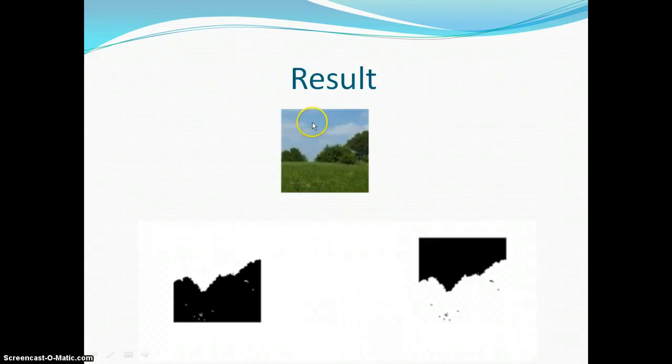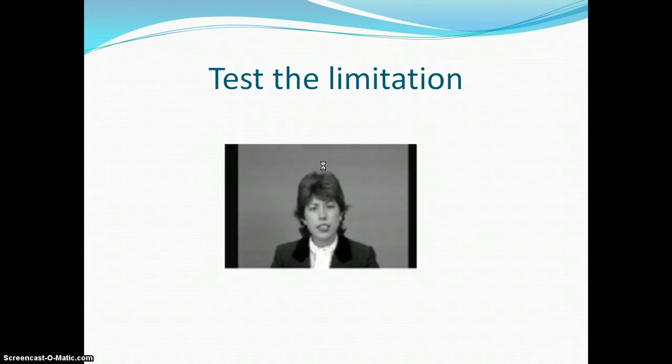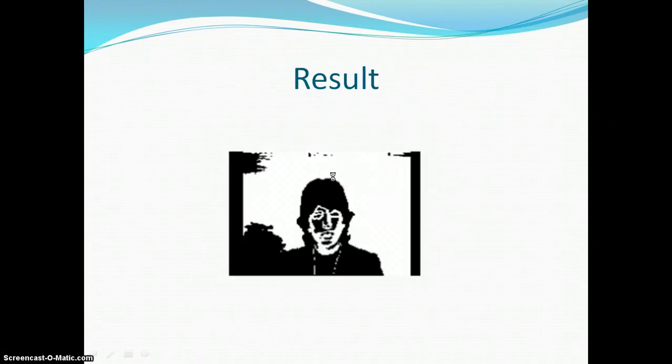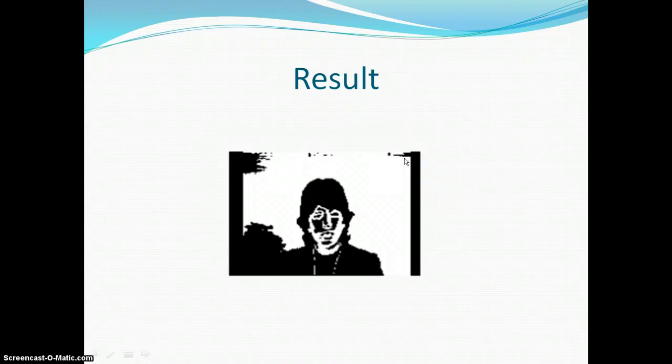Sky has a blue value, and the ground has a green value. And we will test this limitation with this picture. And this is the result. We can see that because the pixel value of this lady's face is very similar to the background, this technique cannot distinguish them.